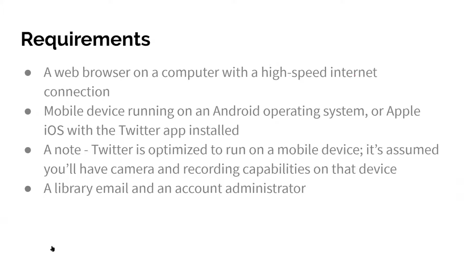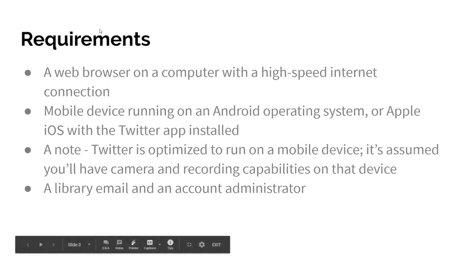You'll need a web browser on a computer with a high-speed internet connection, or a mobile device that runs either on the Android operating system or the Apple iOS operating system with the Twitter app installed, and the app is free. And a note, Twitter is optimized to run on a mobile device, so it's assumed that you'll have a camera and recording capabilities on that device.